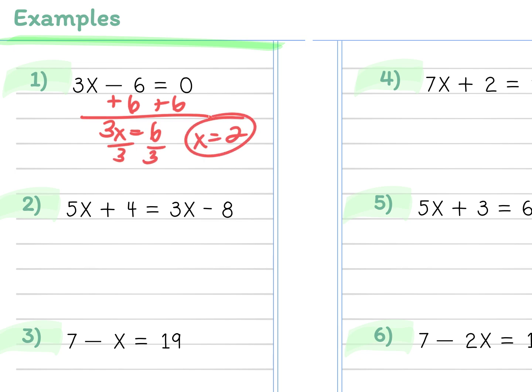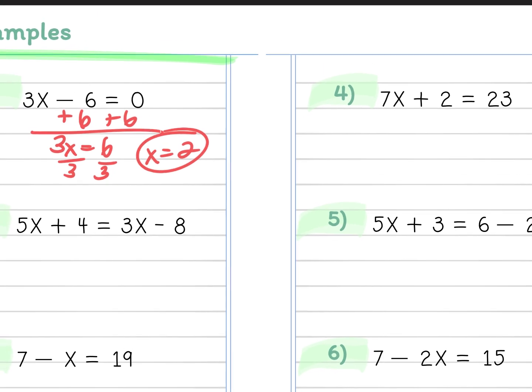Perfect. What can I do with my answer? Plug it back in and check, right? Okay. All right, go over to 4. Isolate the variable, so I'm going to subtract 2 from both sides. I get 7x equals 21, so what's x equal? 3. Perfect. Do you think the whole lesson is going to be just like this? It doesn't get much harder.